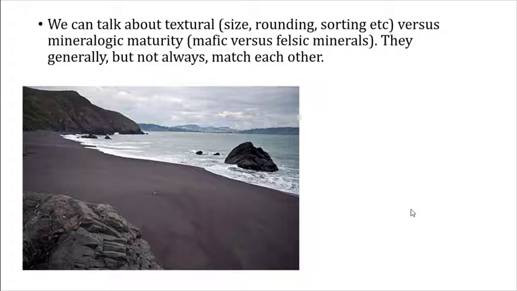We can talk about two different kinds of maturity, right? We can talk about textural maturity, which is size, rounding, sorting, sphericity, angularity, things like that, right? Because that is the result of physical weathering. That is the result of physically breaking that rock into sediment and then altering that sediment physically as it remains in that system. And so we call that textural maturity, okay?